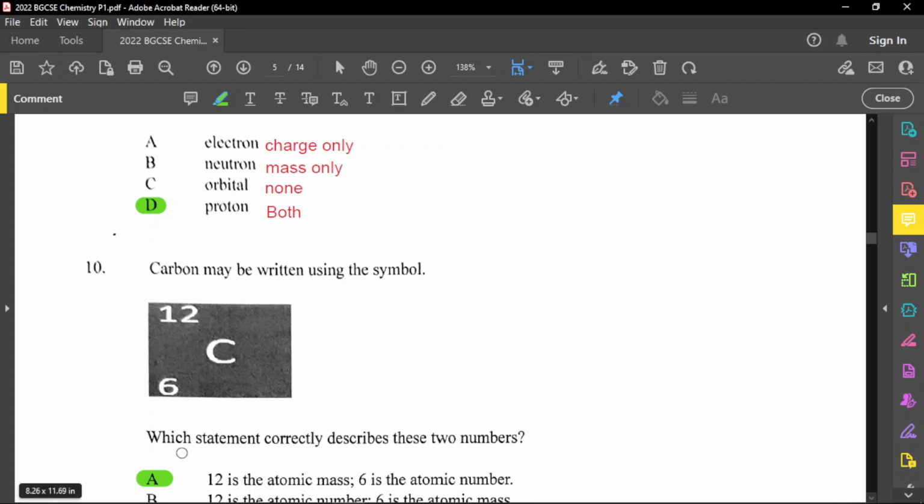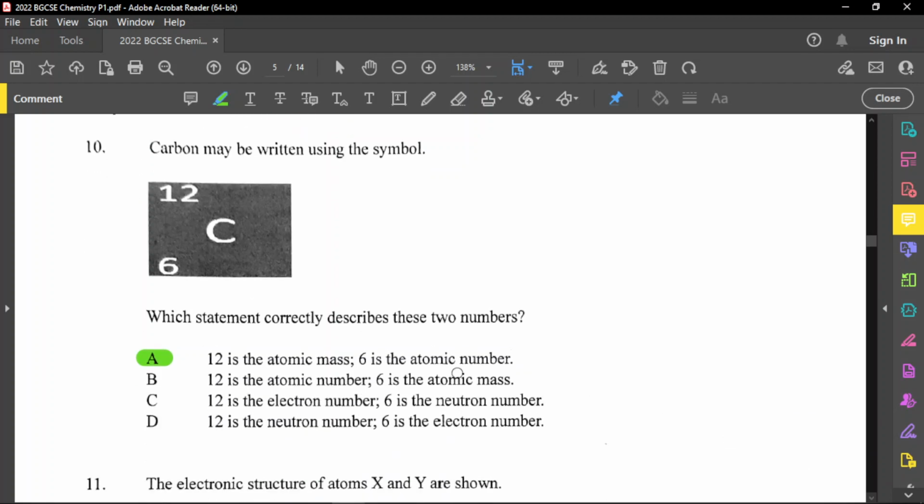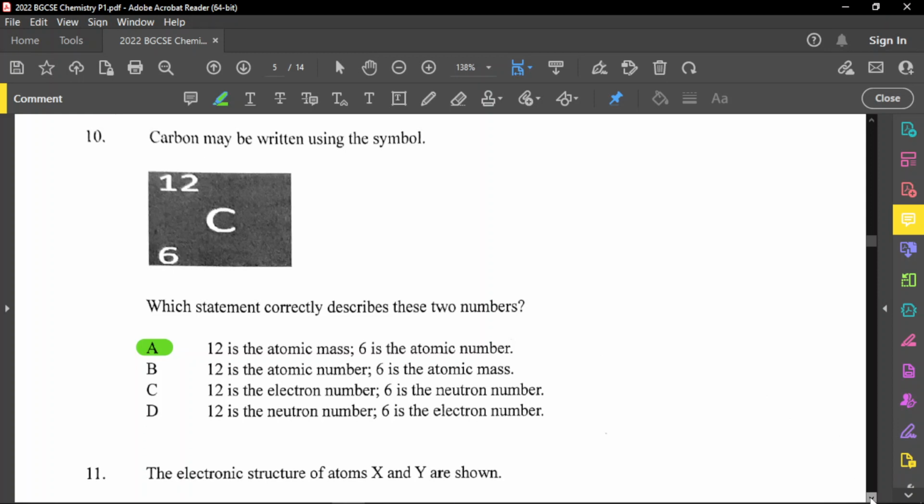All right, so which statement correctly describes these 2 numbers? Again, the bigger number is the mass. So 12 is the mass, and 6 is the atomic number, same thing as the proton number, and also the number of electrons. All right, so option A is correct.